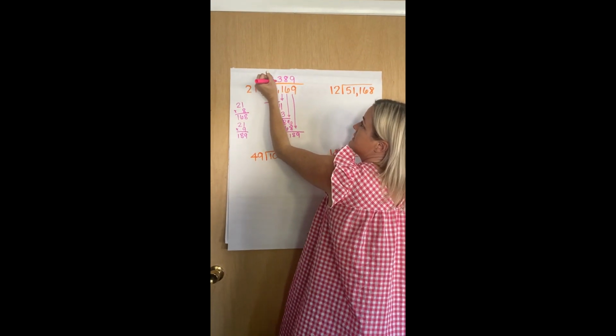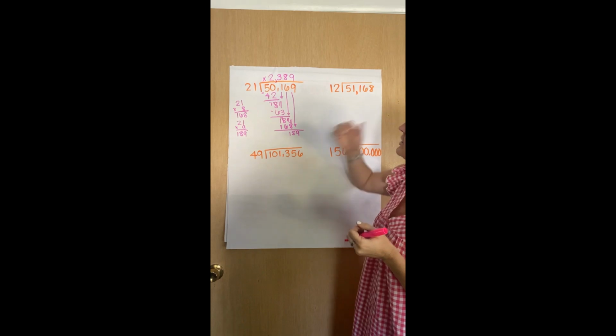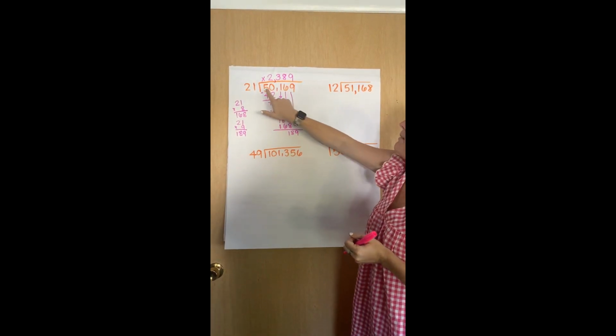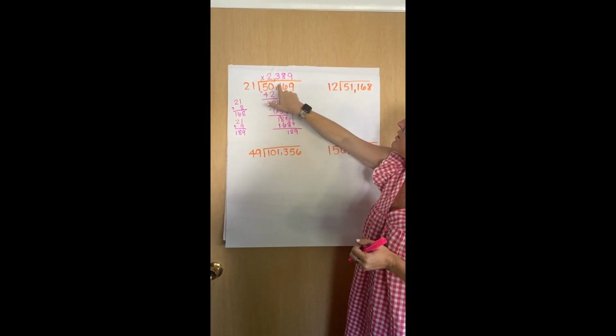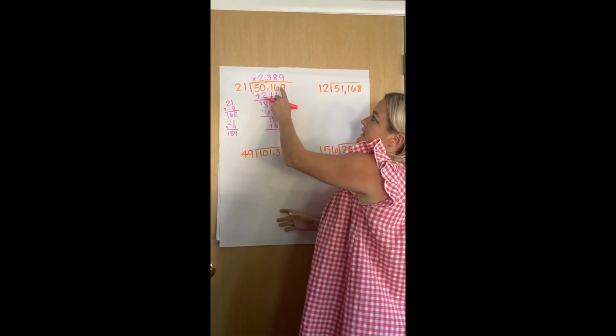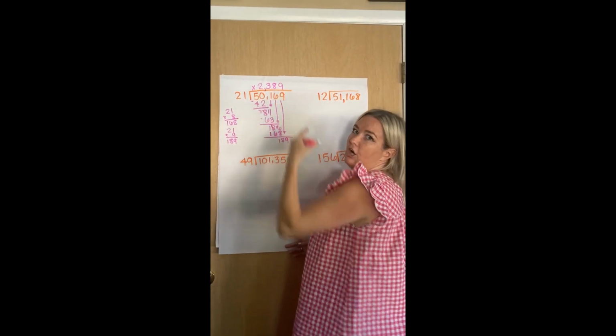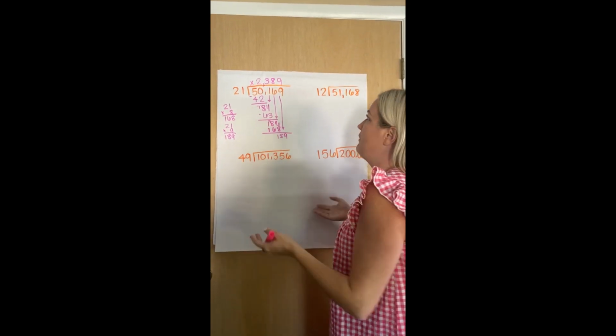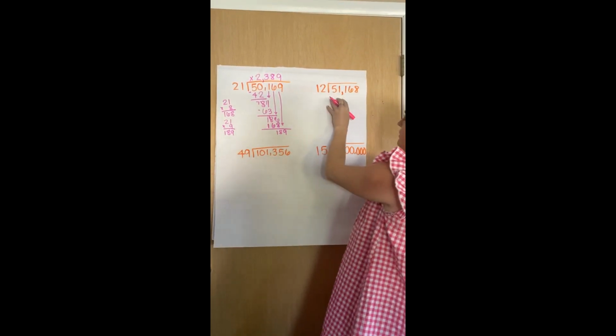So my answer is 2,389. That's my quotient. Remember, all of my numbers are on top. So that is another thing to know, just in case you get confused. Let's say that my 9 ended up being here. I would say, I must have not been done with the problem.